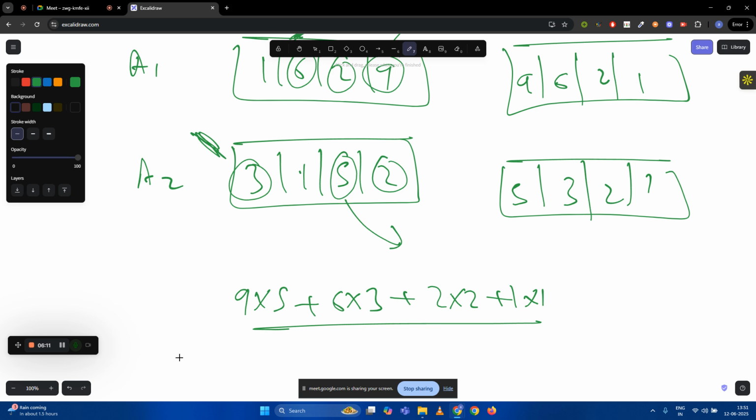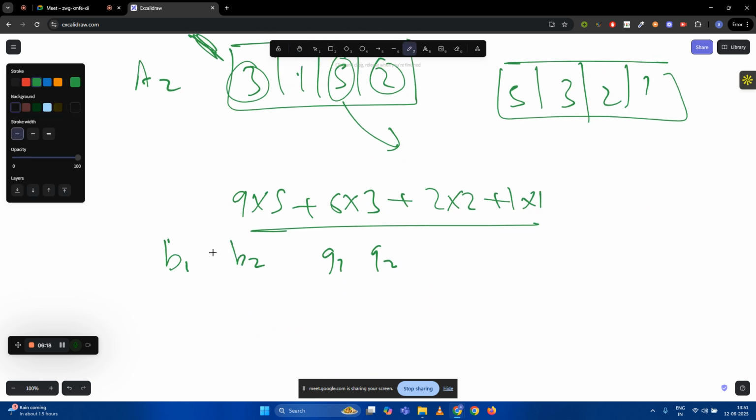Suppose there are B1, B2, G1, G2. Suppose you are multiplying this one and this one, and you are multiplying this one and this one, right? You are saying that this will get a maximum value, right?